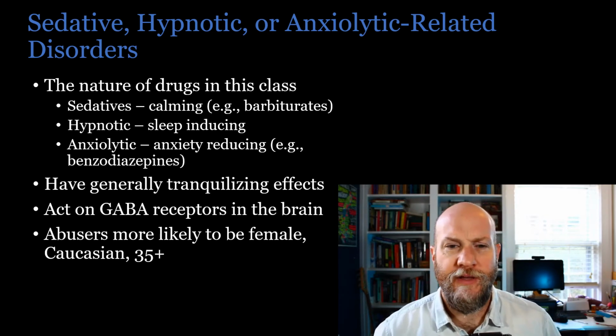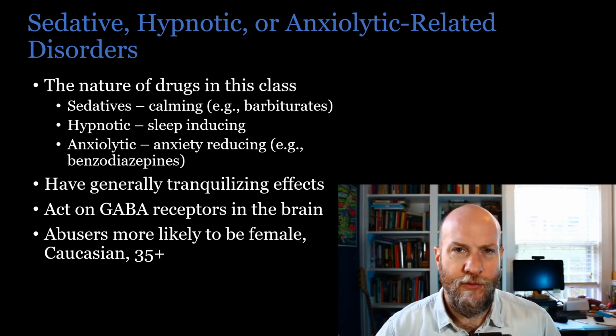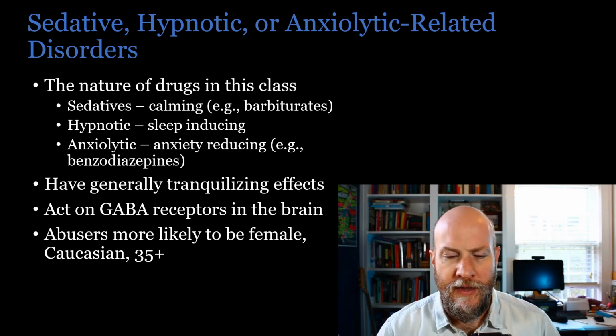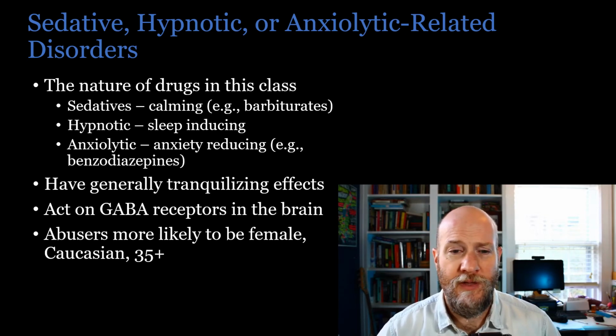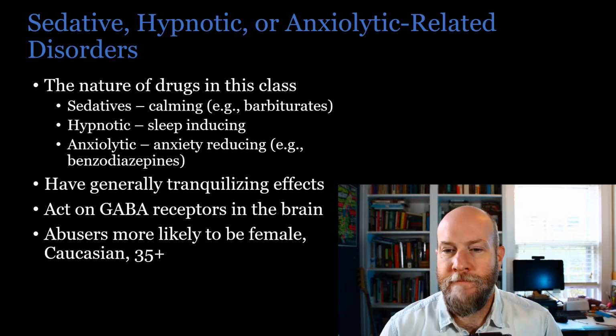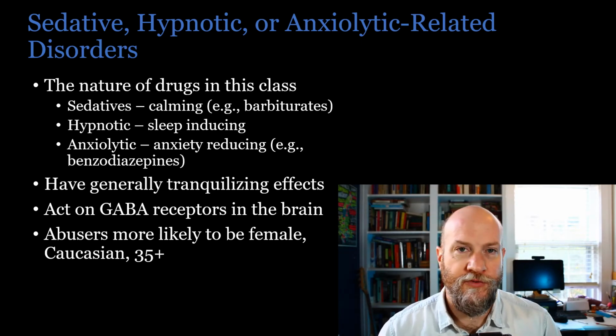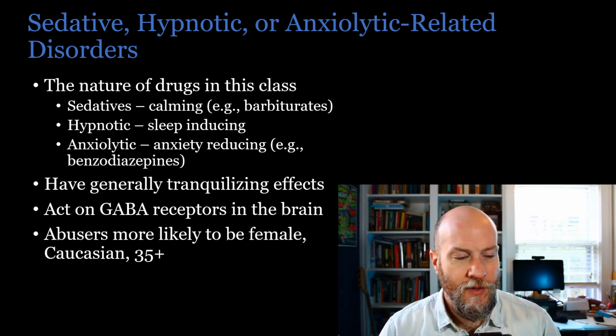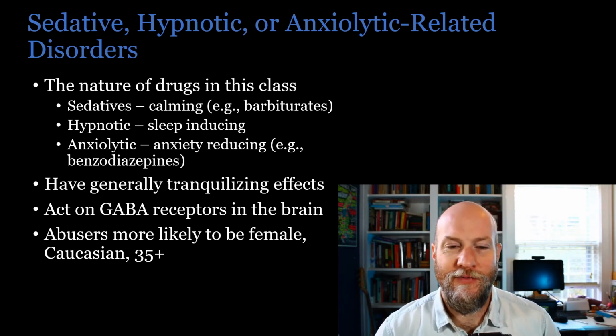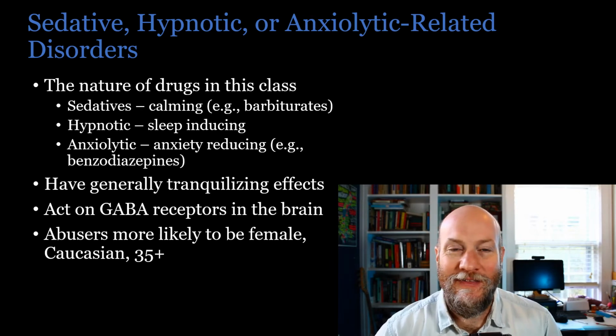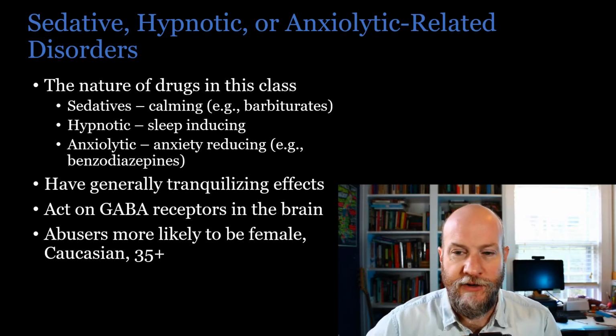But these drugs generally, as I said, have a tranquilizing effect. They affect the GABA receptors in the brain that are also targeted by alcohol. And they tend to have a different abuse profile. They are more likely to be abused by women than men. They are much more common amongst Caucasians than other ethnicities, and they tend to be older people who are abusing. When I say older, 35 plus, older than the abuse associated with alcohol is what that means. Being 45 myself, I don't want to think of 35 as older, but basically the idea is that there's a different abuse profile associated with these drugs than with some others, and it tends to be demographic in this fashion.